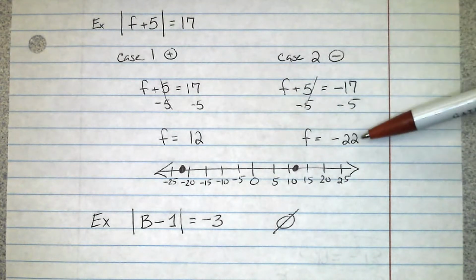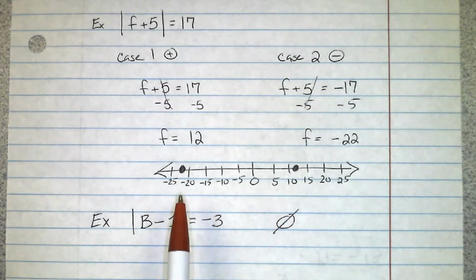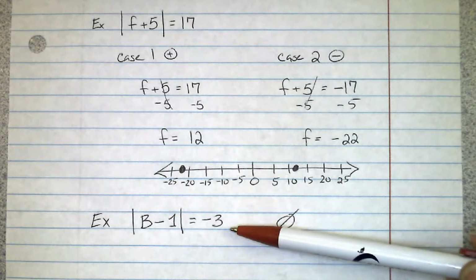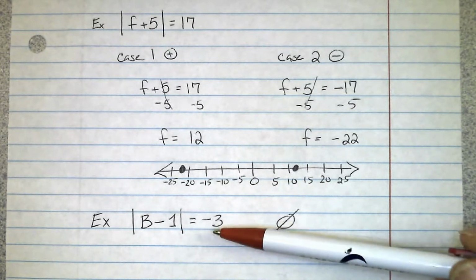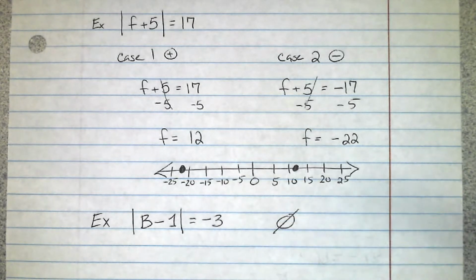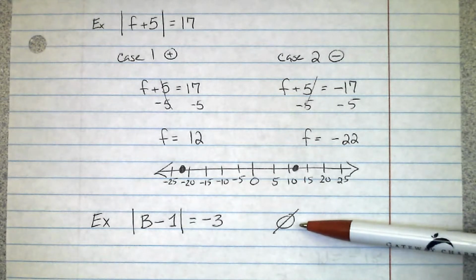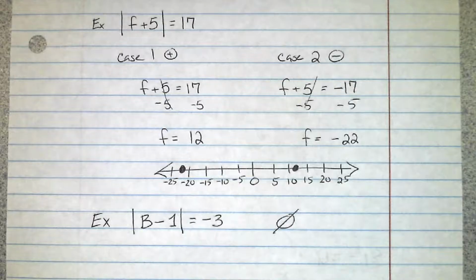So the first case we solve, we get 12, this one negative 22, and to graph our solution set, we simply do so on a number line. If we have an absolute value equation that equals a negative number, because distance is always positive, it can't be negative, the solution is an empty set, and that's how we indicate it.